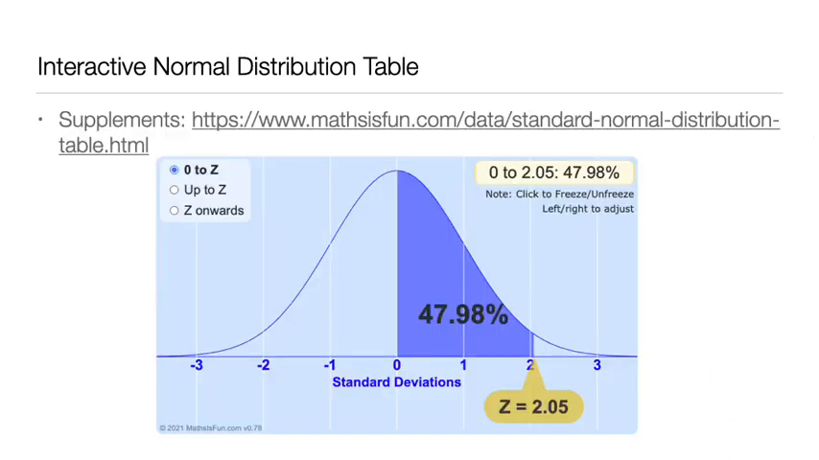Another helpful tool is this interactive normal distribution table from Math is Fun. This is linked in your e-learning site, but it allows you to play around with these Z-scores and these proportions so that you can figure out this area under the curve. I do encourage you to play with this first to get that understanding before you work on those practice problems. But don't use this exclusively.